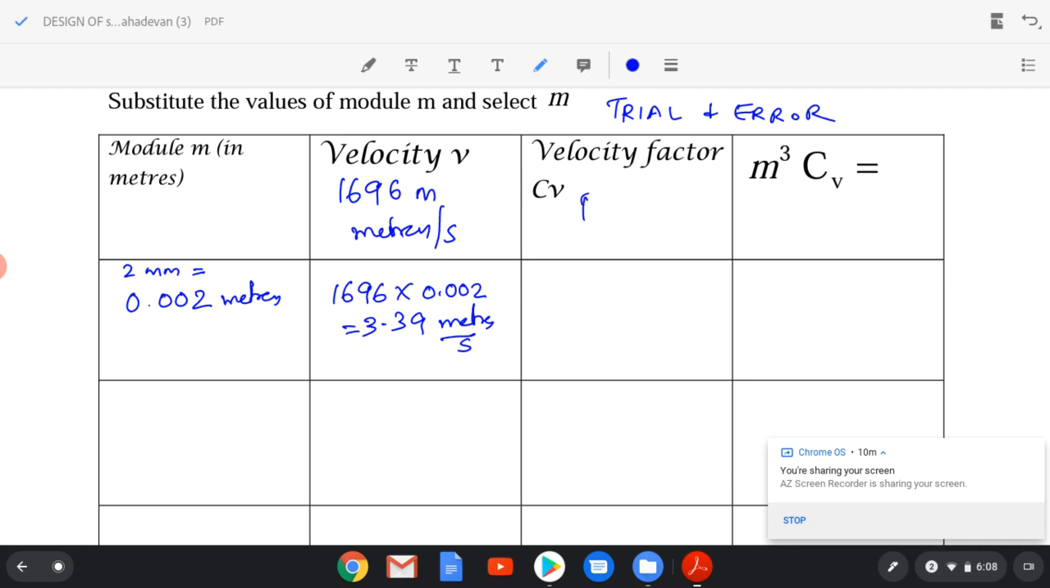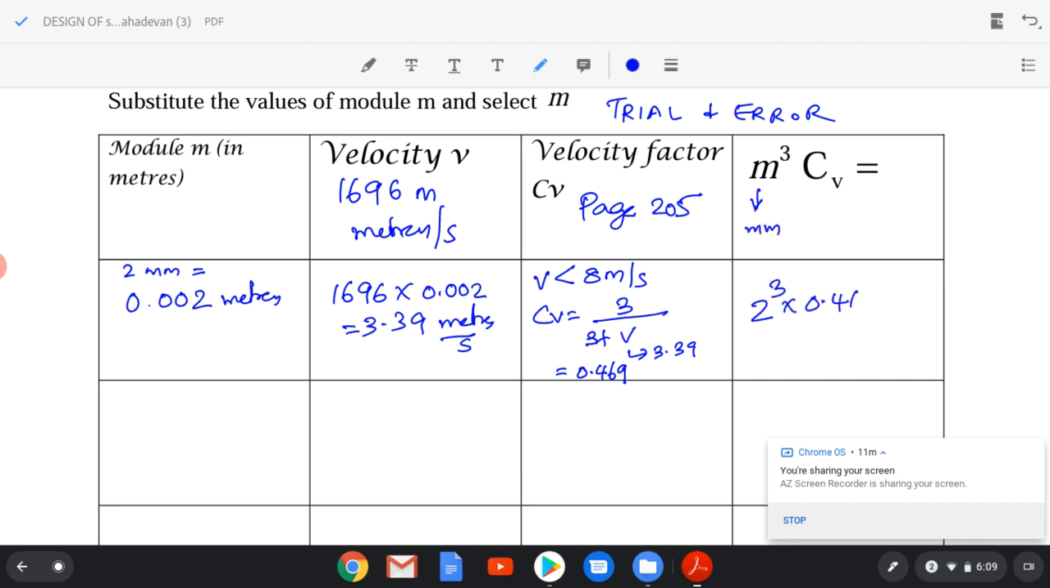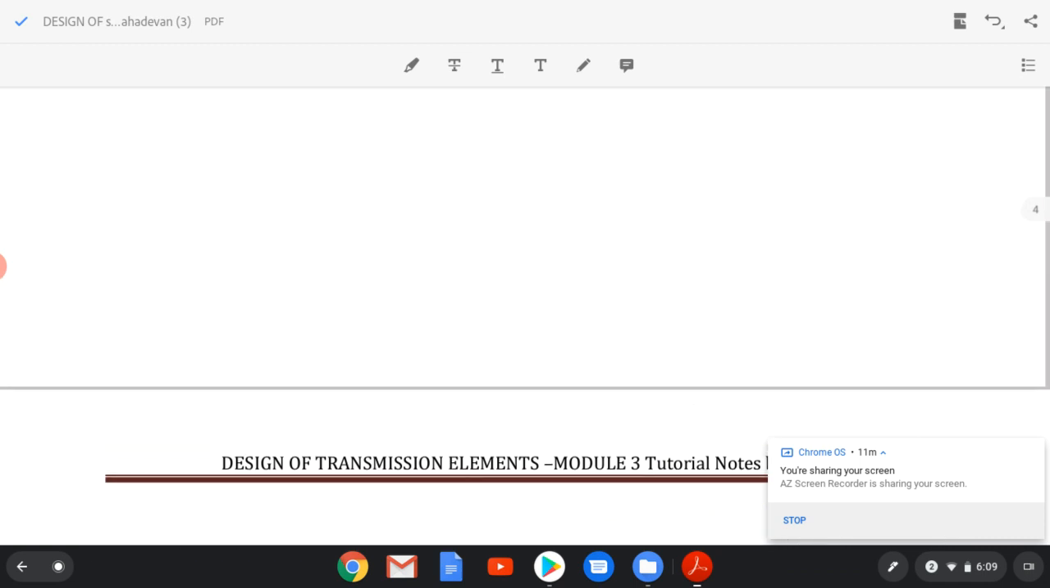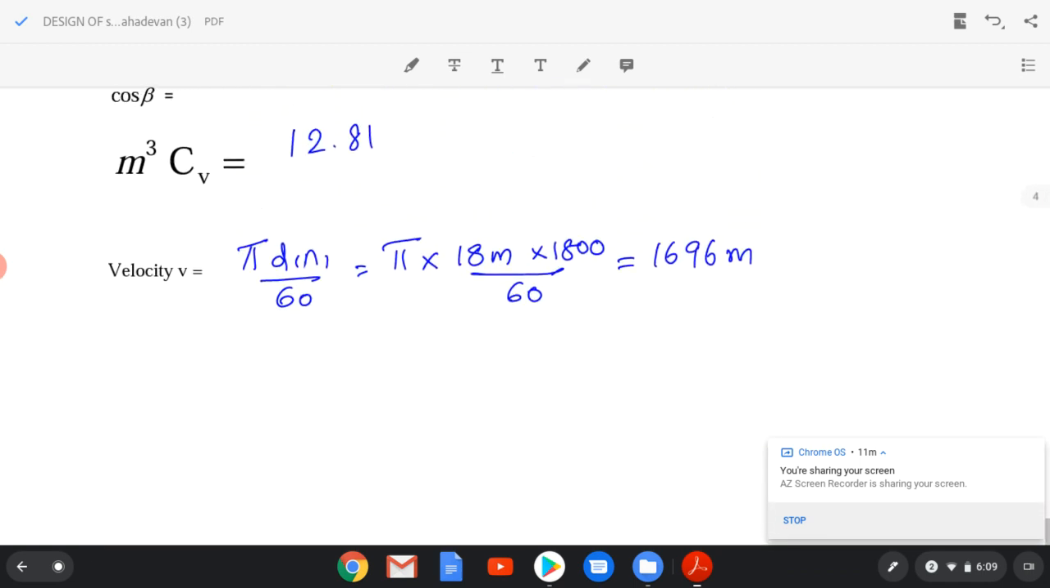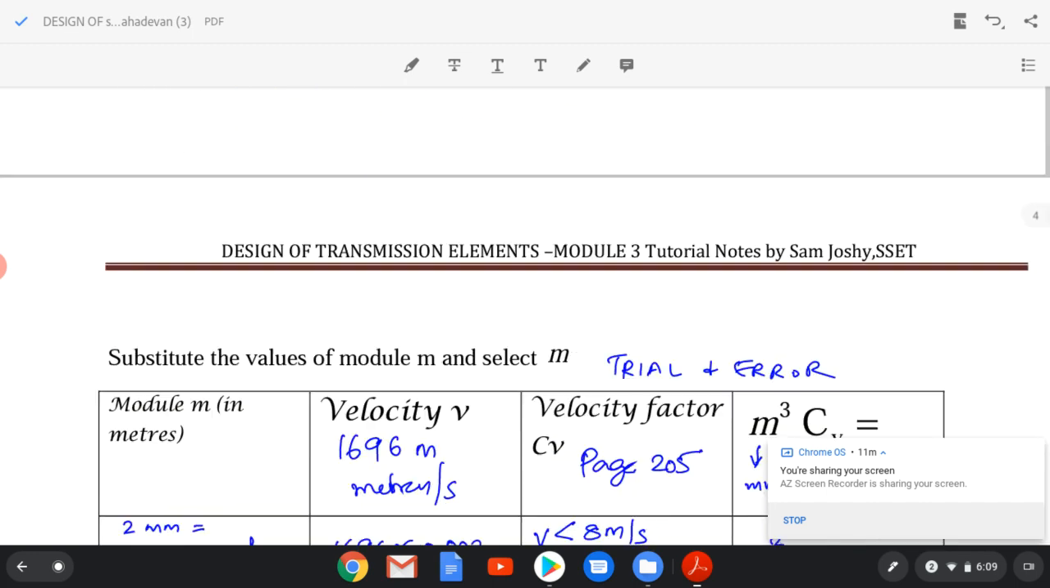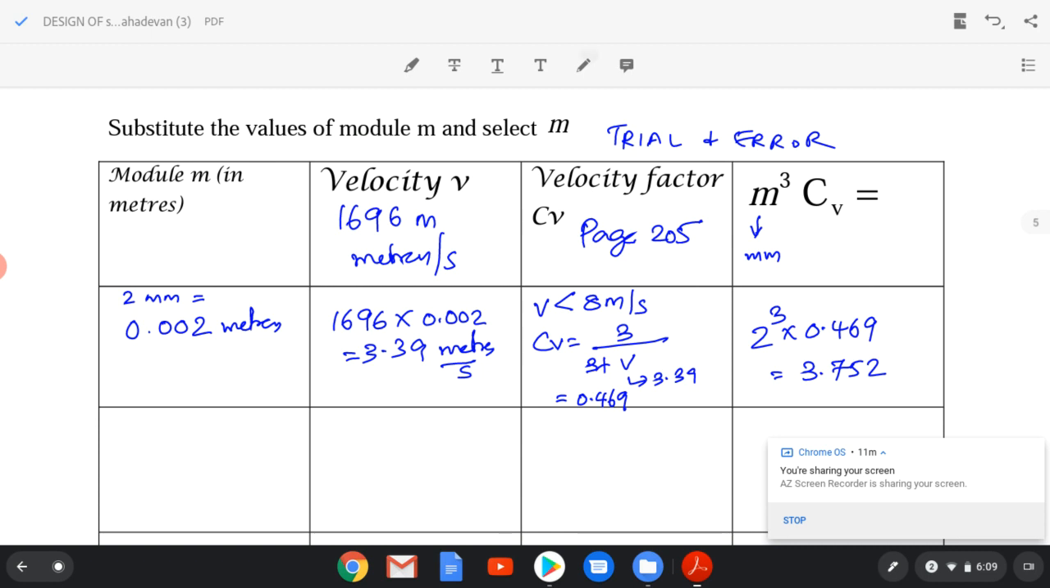Cv can be found from page 205. We have the equation for velocity less than 8 meter per second: Cv equal to 3 by 3 plus velocity. Substituting the velocity 3.39, we get Cv equal to 0.469, and m cube Cv equal to 2 cube, where module should be in millimeter, into 0.469. That value will come to 3.752. So our required value is 12.81, but our obtained value is only 3.752, so it is not safe.